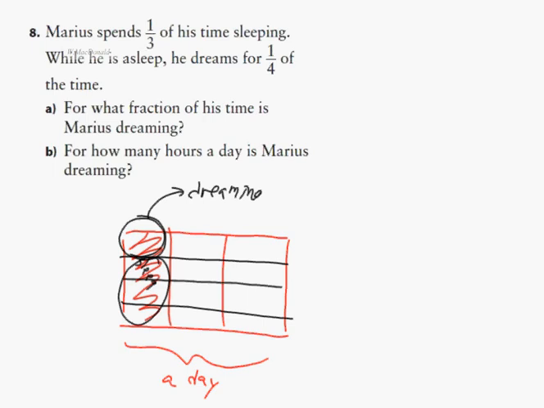So his day was cut into thirds. Now it's cut into 12ths. So 1 part out of 12, that fraction of his day, 1/12 of a day is spent dreaming. Well, how many hours is that? Well, a day is how many hours, Will? 24. So I'll put 24 there. So instead of saying 1/12 of a day, I can say 1/12 of 24.